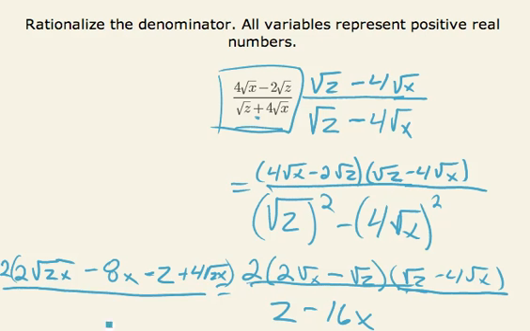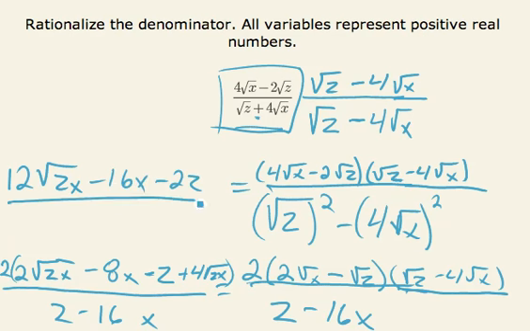So we have this. We could combine some like terms in the numerator, and we could multiply that 2 through. We have 2 root zx's and 4 root zx's. That's 6 total. Multiplied by 2 is 12 root zx's. We have a negative 8x times 2, so a negative 16x. We have a 2 times negative z, so negative 2z. That's all over z minus 16x. So we could do that multiplication, but it doesn't get us anything.